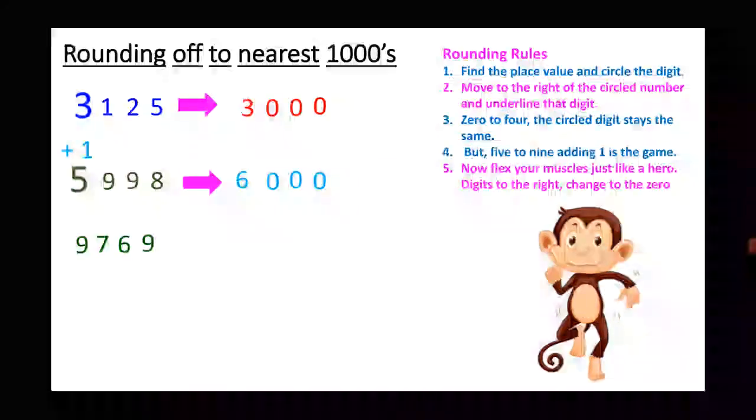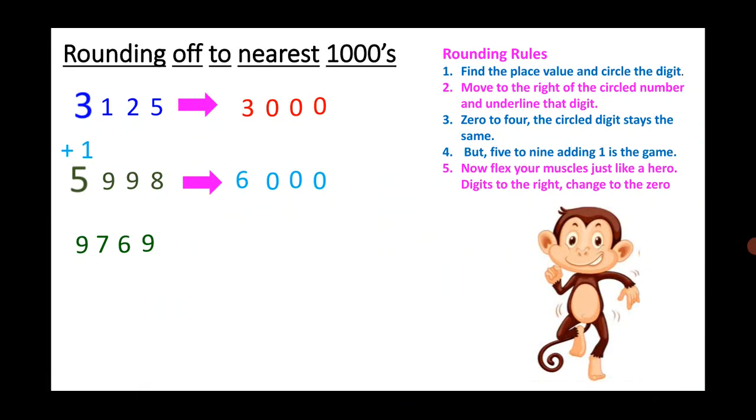Okay, next example is 9769. Okay, see, again the thousands place is 9. Okay, so 7 is to the right of 9. 7 is again greater than 5. So what are we going to do? We are going to add one more to 9. So it will become 10. The 7 will become 0. Again the 6 will become 0, and this 9 will also become 0. So my number 9769 has converted to 10,000.